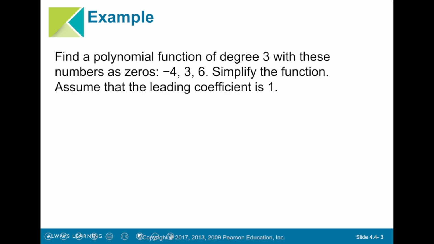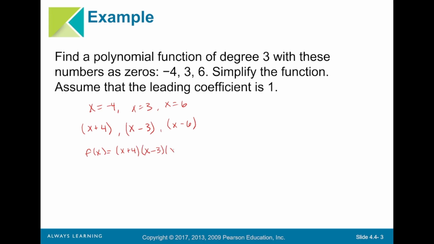So starting off with a quick example, here we're looking for a polynomial of degree 3 with these numbers as zeros: -4, 3, and 6. Let's simplify the function, and we're going to assume that the leading coefficient is 1. So if we have zeros x equals -4, x equals 3, and x equals 6, we must have had the factors x plus 4, x minus 3, and x minus 6, because those are the three factors that would produce those zeros. So then our function f of x must be the product of those three, x plus 4, x minus 3, and x minus 6.